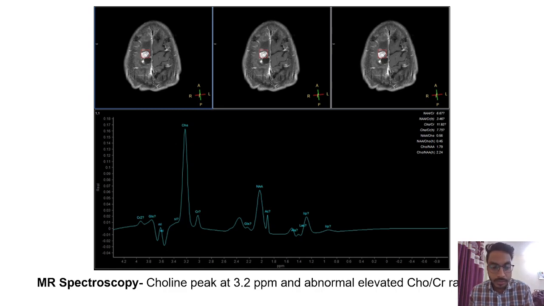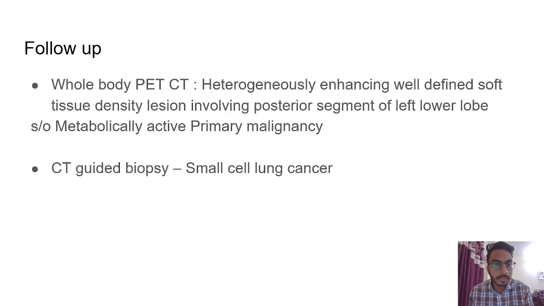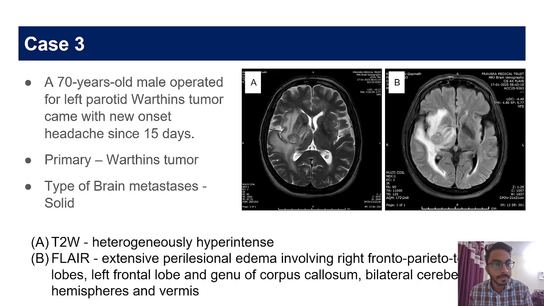On MR spectroscopy, there was a choline peak at 3.2 ppm and abnormally elevated choline creatine ratio. On follow-up, the whole body PET-CT reveals a heterogeneously enhancing well-defined soft tissue density lesion involving the posterior segments of the left lower lobe, suggestive of a metabolically active primary malignancy. CT-guided biopsy reveals small cell lung cancer. So here the primary was small cell lung cancer.